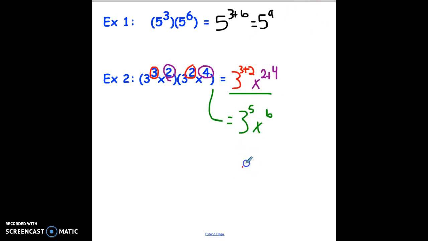Something to note, this is not the same as 3x to the 11th. You cannot simply take the things and combine them together again. We can't combine those exponents because 3 and x are two different bases. They're not the same.